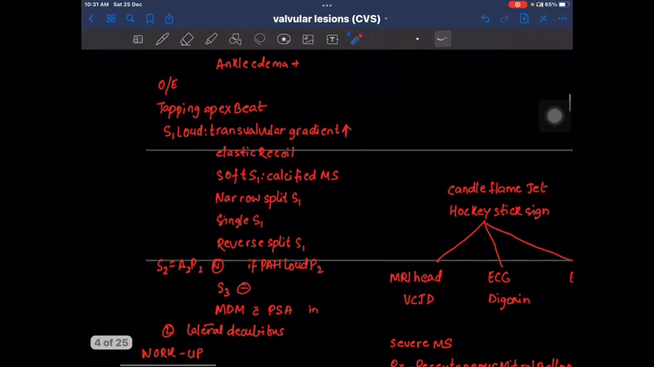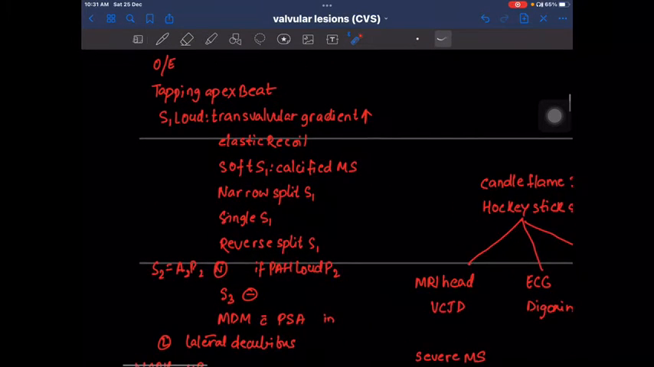All right. So, what happens when you examine the patient? Because of this enlargement of the heart, there's a tapping apex beat. The S1 is loud. Why? Because the transvalvular gradient has increased. The left atrial pressure and size are increasing. When the left ventricular pressure is low and there is an excessive increase in the left atrial pressure, this S1 will be loud because of the increased gradient.